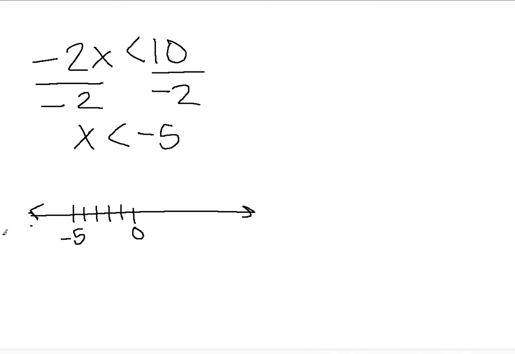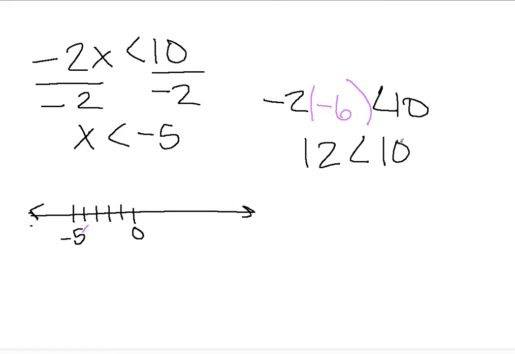So let's go ahead and plug in some answers just to see if that works. Okay, so a number that's smaller than negative 5, say negative 6, we're going to plug that in. So negative 2 times negative 6 is less than 10. So we're going to get 12 is less than 10. So is that a true statement? Is 12 less than 10? Absolutely not. It is not. So that means that this negative 6 here, that's not working for us, okay?